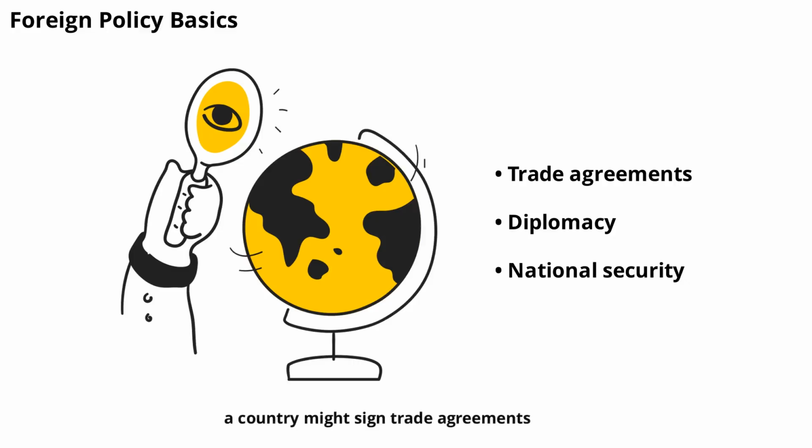For example, a country might sign trade agreements, participate in international organizations, or send aid to countries in need. Foreign policy decisions can have a major impact on a nation's security and prosperity.